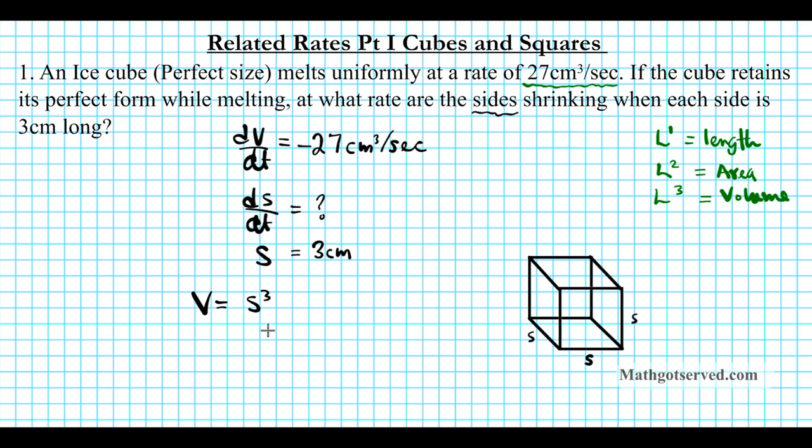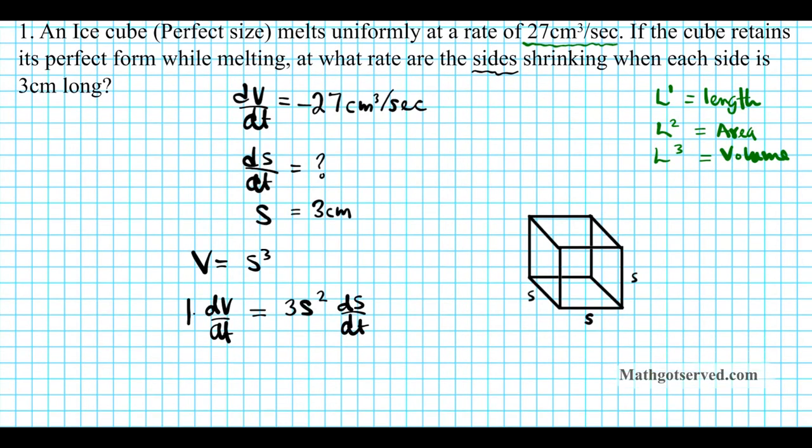Okay, so let's find the related rates equation, the equation that relates dV/dt with ds/dt. We're going to differentiate implicitly. The left side we differentiate with respect to time: the derivative of V is 1 times dV/dt. On the right side, using the power rule to differentiate S to the third power, we have 3S to the second power, and using the chain rule, differentiating implicitly, we have ds/dt. Okay? So let's rewrite this equation.